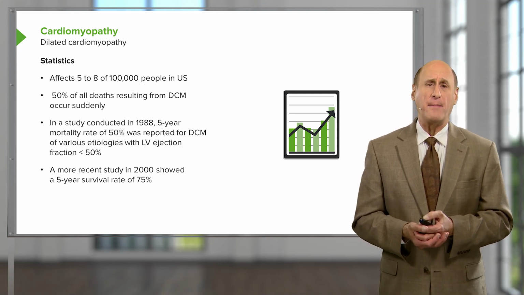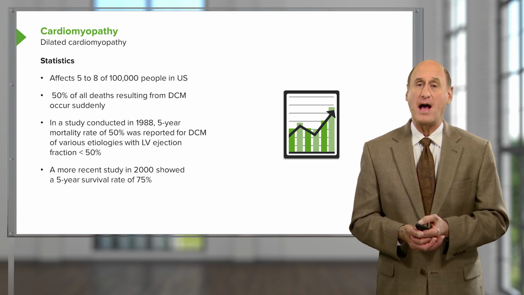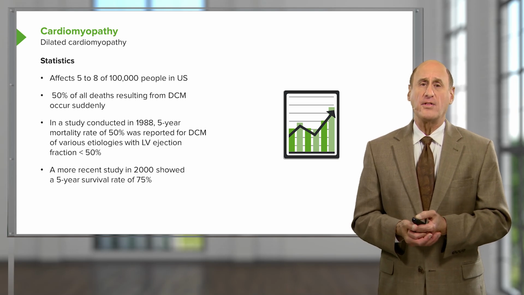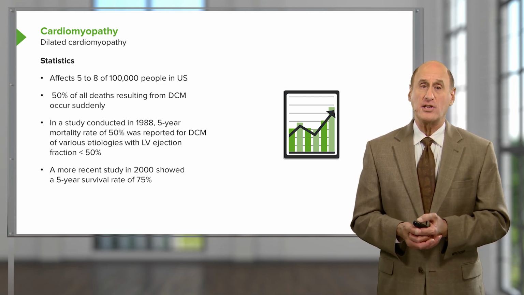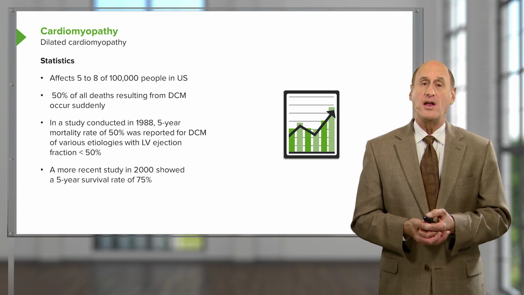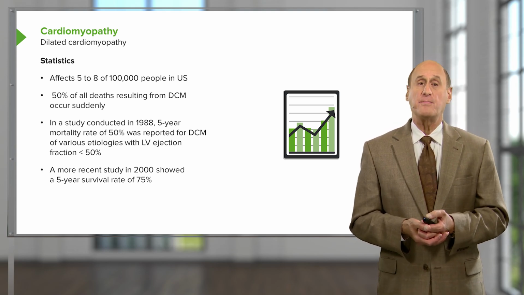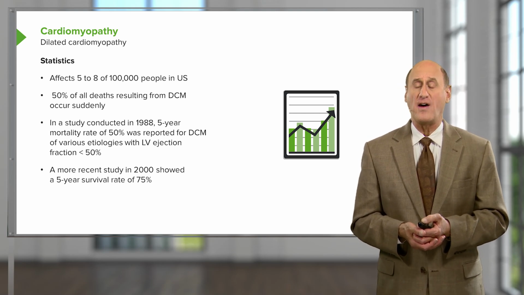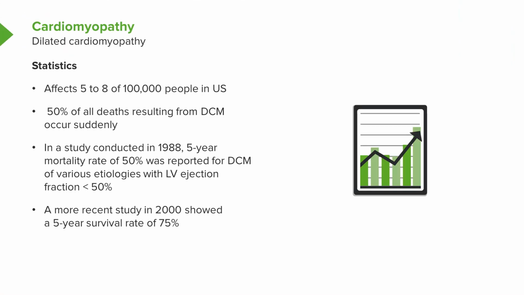Now, let's talk a little bit about statistics. Again, dilated cardiomyopathy, not that common, 5 to 8 per 100,000. Coronary disease, much, much more common. But nevertheless, it is a very serious condition when it develops. In previous times, 50% of these patients would be dead within 5 years. These days, about 75% survive 5 years. Still, that's a very high mortality rate. Indeed, many cancers are not quite as bad as that. And we think of heart failure, particularly related to cardiomyopathy, as a very malignant disease within cardiology.